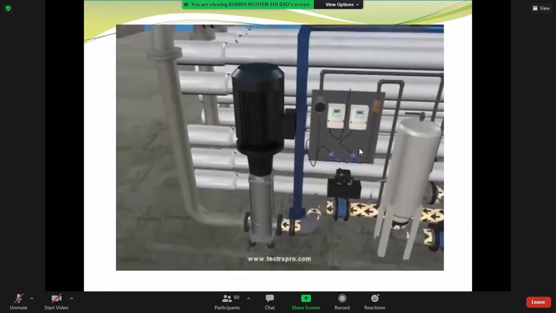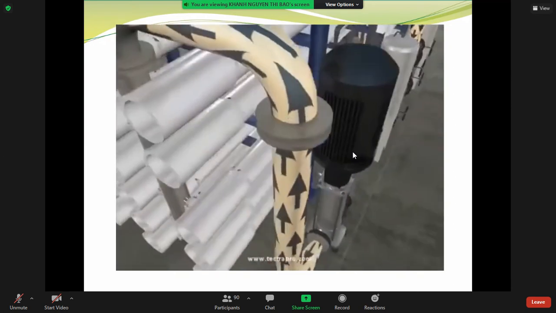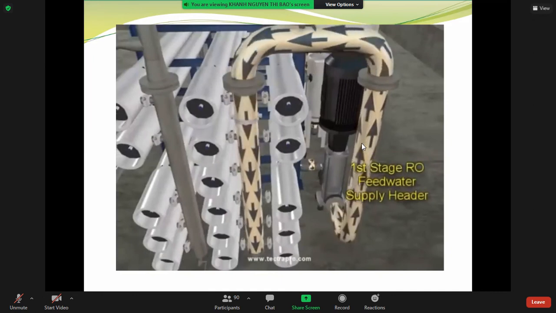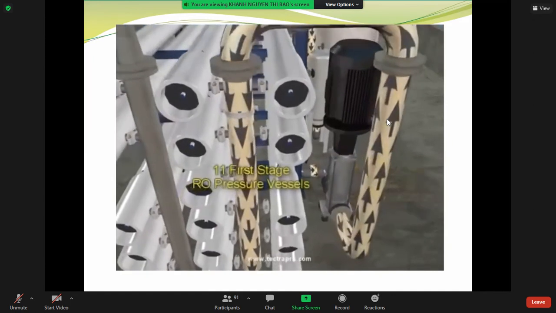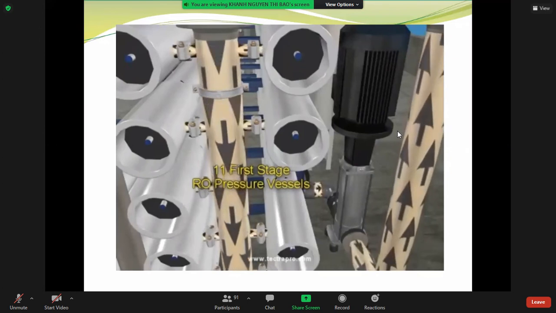After passing the anti-scalant injection point, flow passes through the RO high-pressure pump, where the higher feed pressure is created for the RO feed water. After the high-pressure pump, the flow enters the RO's first-stage supply header. This header distributes flow to each of the 11 first-stage pressure vessels.